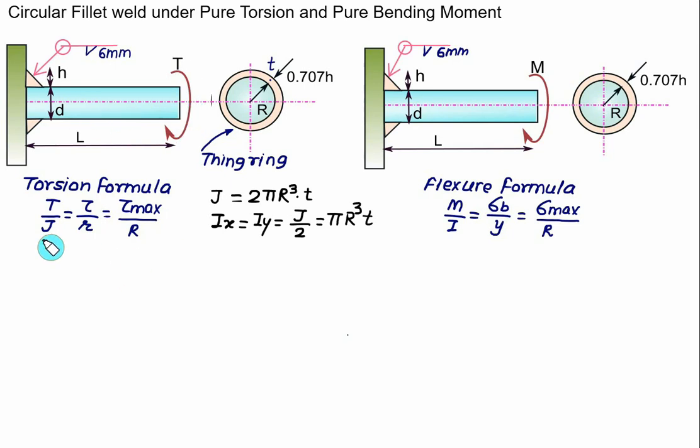In that case we can calculate the value of tau max as T, that is the torque, multiplied by radius divided by J, where J is equal to 2 pi r cube into t, where t is the throat thickness, 0.707 times h. And if it is subjected to a bending moment, then the maximum value of the bending stress we can calculate as M into R divided by I, where I is the moment of inertia, pi r cube into t.